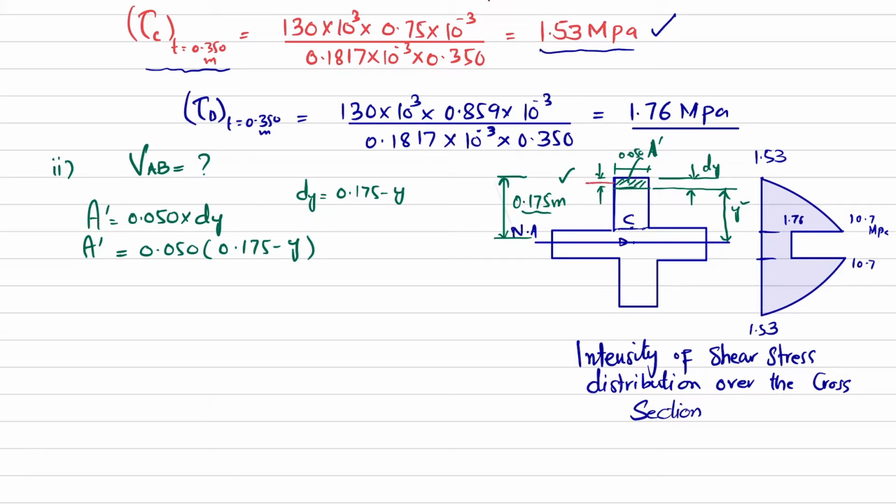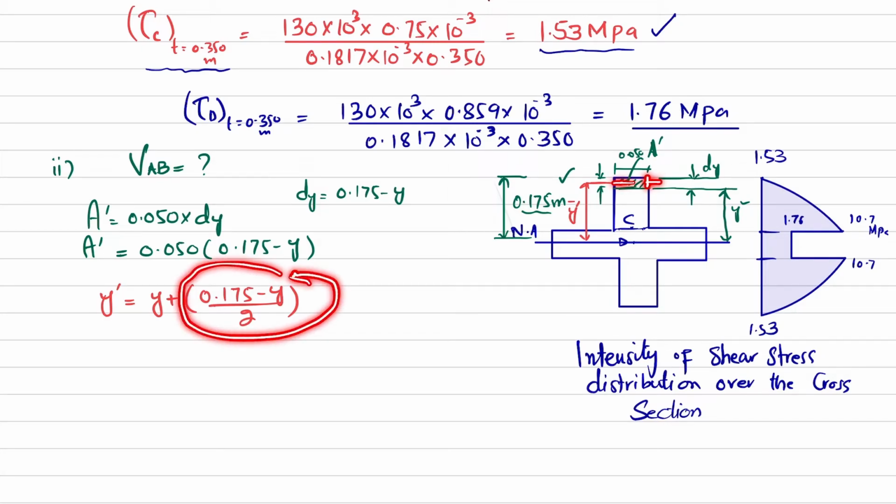So y dash will be this one, from the neutral axis till the mid of this portion. And this y dash bar will be equal to y plus (0.175 minus y) divided by 2. How? You can see that the half of this will be (0.175 minus y) divided by 2, plus this value y will give you y dash. Okay, I hope you have a clear understanding.